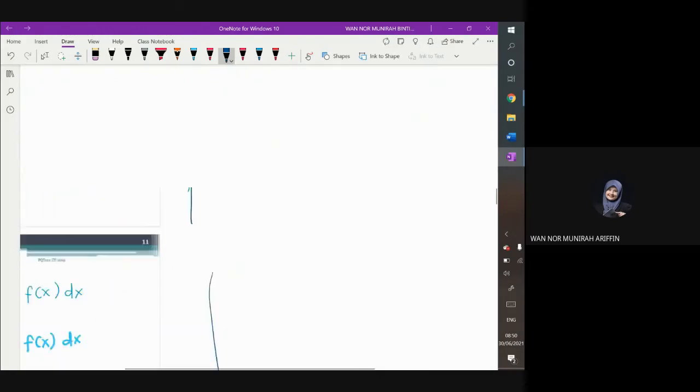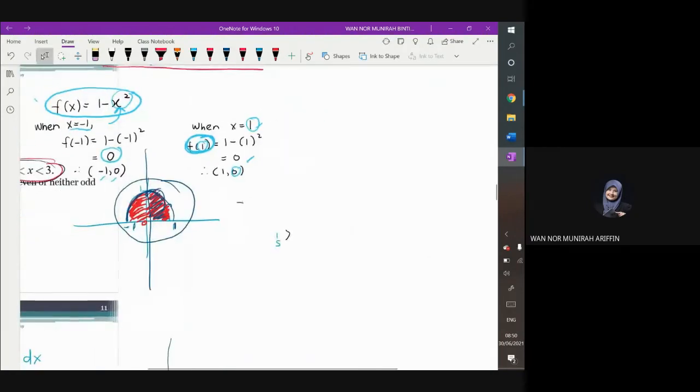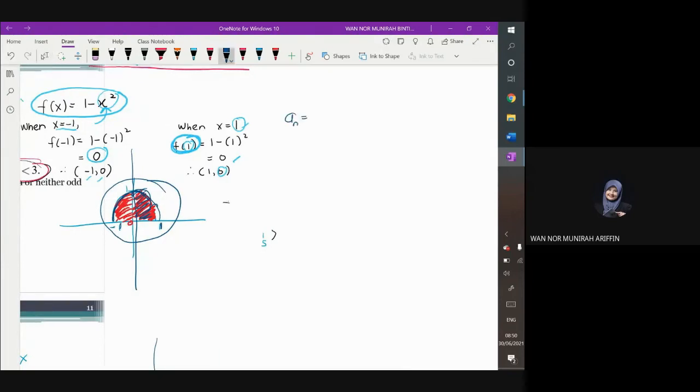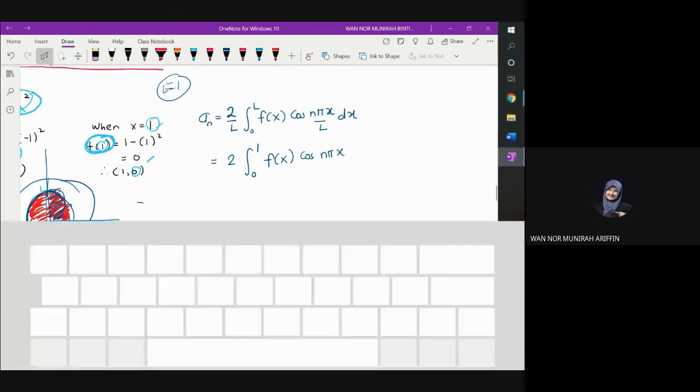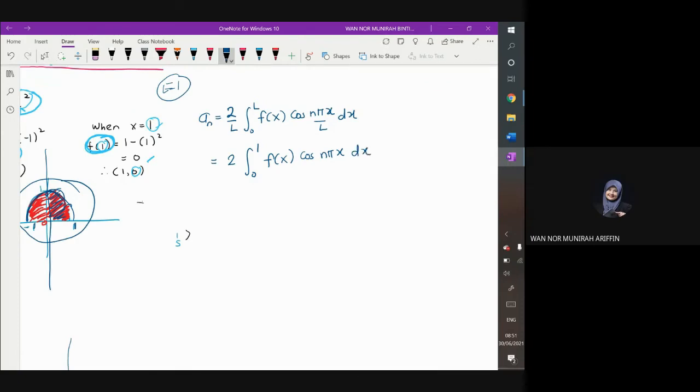Right, so we continue. We want to find out a n. Katakanlah a n, saya kira dekat sini. Okay, so a n equals 2 over L from 0 to L f(x) times cos n pi x over L dx. So I try to substitute the information first. My L equals 1 just now. So 2 from 0 to 1 f(x), do not substitute your f(x) first, just apply the formula and then substitute L first. So you have cos n pi x over 1, and then we have dx.